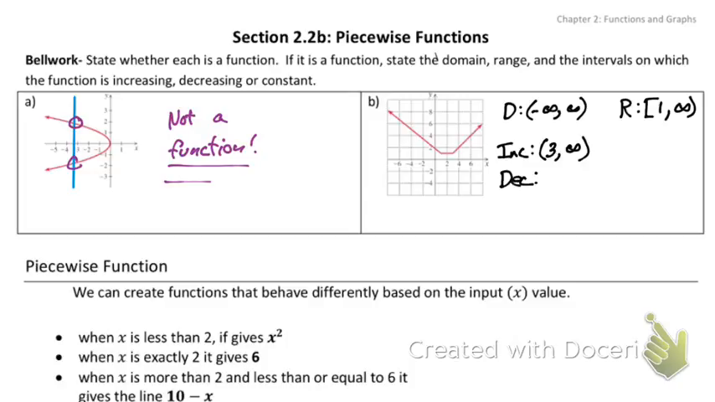Decreasing is going to be what? Someone new? Negative infinity to 1. Parenthesis or bracket by 1? Parenthesis. All right. And finally, constant. Who can give me the constant? Erna? 1 to 3. 1 to 3 with brackets, right?